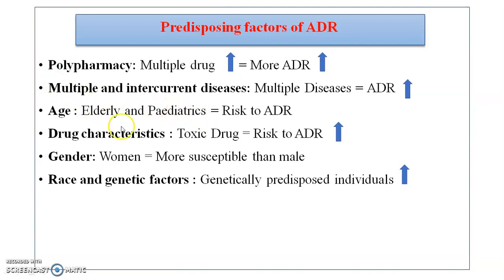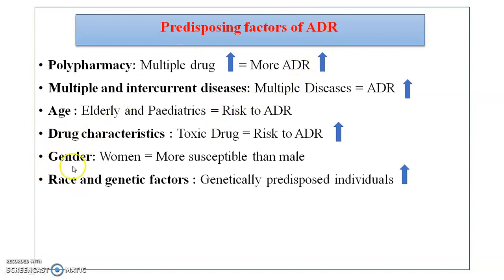Fourth is the drug characteristics, where toxic drugs are more common and more prone to develop the risk of ADRs. For example, you can take toxic antiviral drugs or anti-TB drugs, for example zidovudine and all. Some of the drugs which are very toxic may have a chance of leading to ADRs.